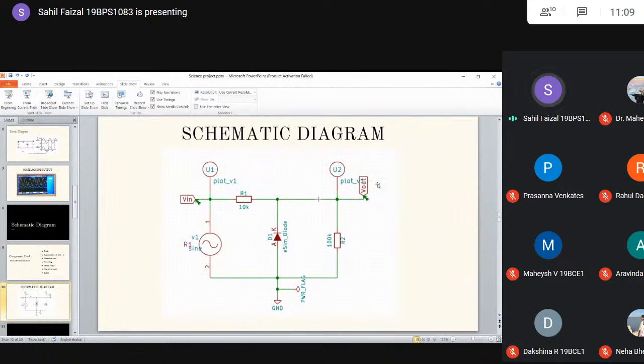This is the schematic diagram which I have made. This is the negative parallel shunt diode clipper. You can see the power flag is connected to give supply to the ground supply and the sine power supply, then the labels V in and V out. Then I used two resistors, 10 k ohm on the input side, and on the output side I have used the 100 k ohm resistor.